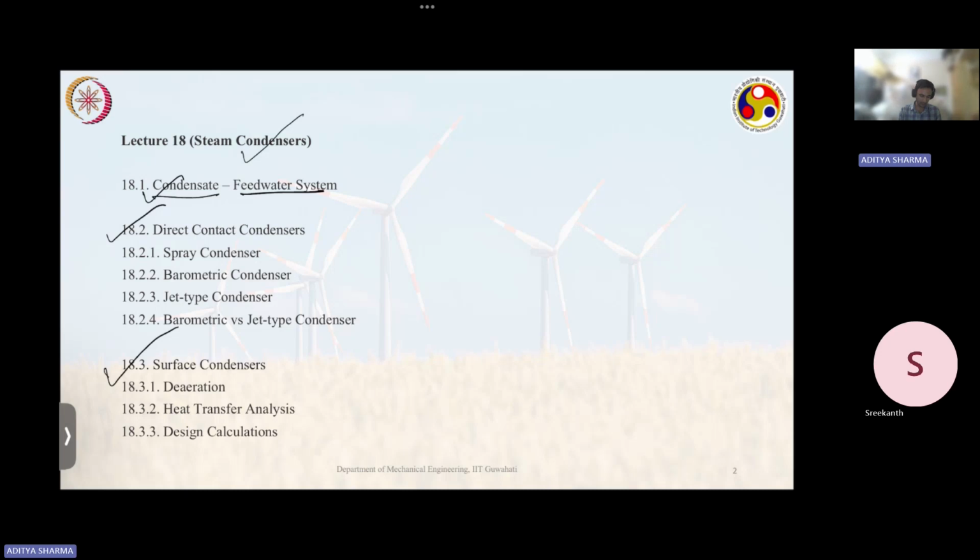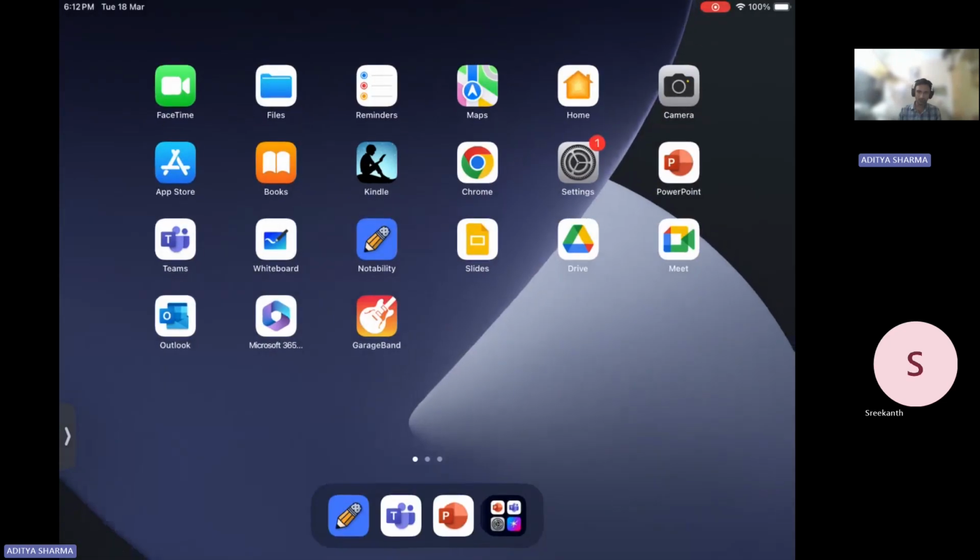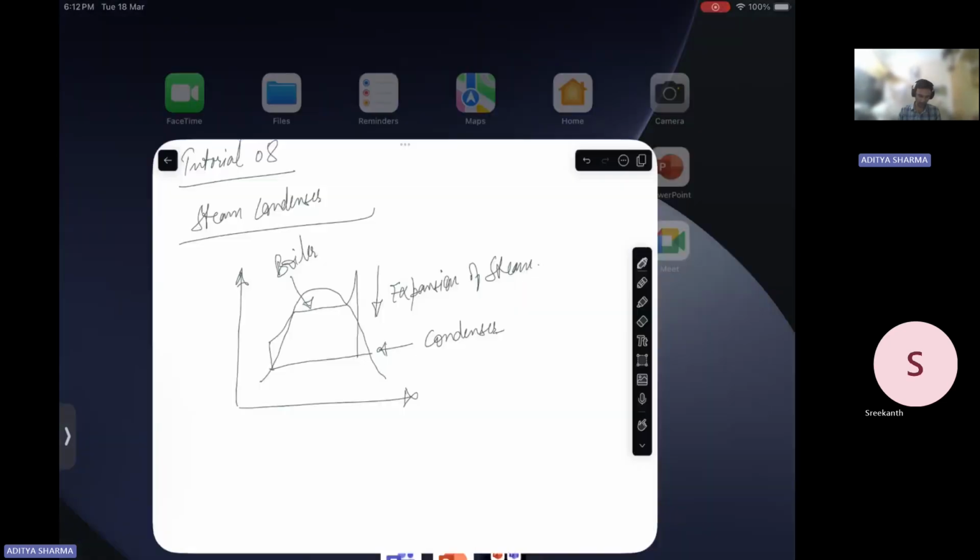Then there are types of direct contact condensers: one is the spray condenser, then the barometric condenser, then the jet condenser. In surface condensers, there is the de-aeration concept, then heat transfer analysis, and the design aspects of a surface condenser. These topics have been discussed in lecture number 18.